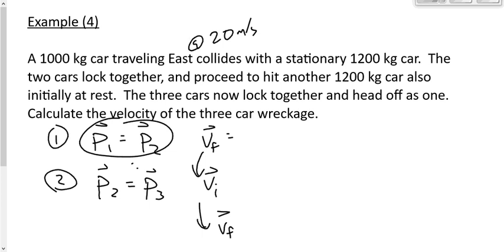I'm going to say Pi is equal to Pf. The total initial momentum here is M1 V1i plus, what's the momentum of the second car? Yes, it's 0 because it's at rest. What's the momentum of the third car? 0 because it's at rest. The total initial momentum is equal to M1 V1i. What's the total final momentum equal to? M total, because they've all stuck together, times Vf.